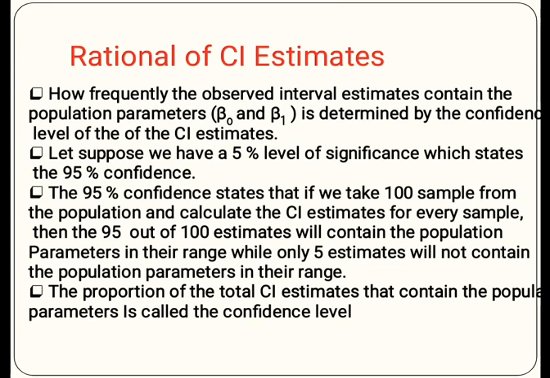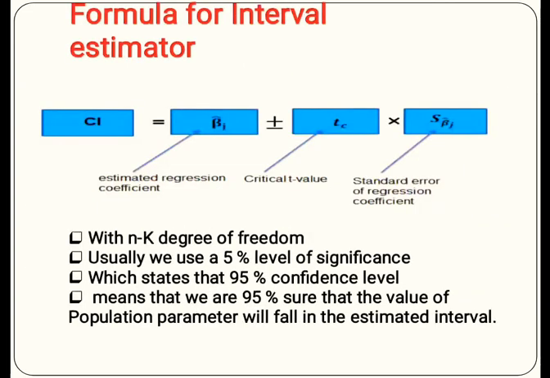So we are confident. 95% means 95 confidence intervals estimated through sample data will contain the population parameter, but only 5 will not. The proportion of the total confidence interval estimates that contain the population parameter is called the confidence level. Right, now we study the formula for the interval estimator.